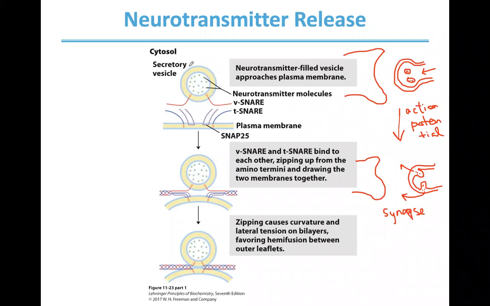So here is the secretory vesicle. This is the cytosol right here, and the secretory vesicle contains neurotransmitter. So it approaches the plasma membrane. Now there are V-snare vesicle bound proteins, and there's T-snare, which stands for target membrane snare proteins. And there's also another one, there are 3 of them. There's another snare known as SNAP25 on the plasma membrane.